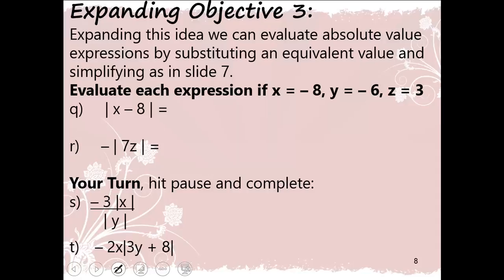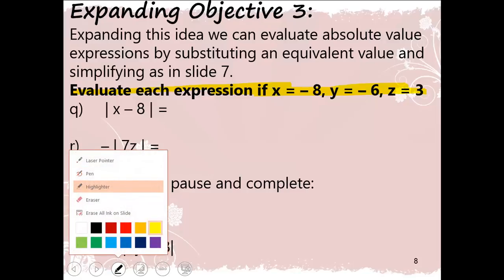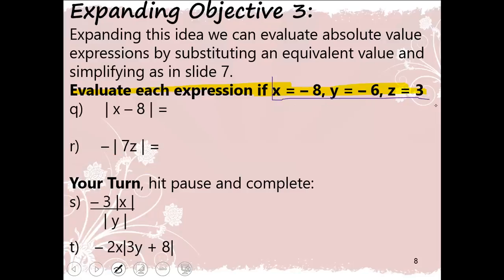Expanding objective 3, we want to use this idea of evaluating absolute values, go one step further and actually plug in values into the expression. So notice what this is telling us to do. It's saying evaluate the expression if, that's another way of saying given, x is equal to negative 8, y is equal to negative 6, z is equal to negative 3. So anywhere you see an x, a y, or a z, you're going to substitute in these values.